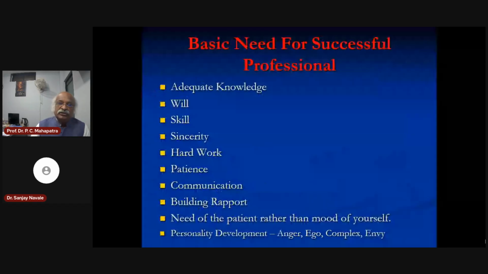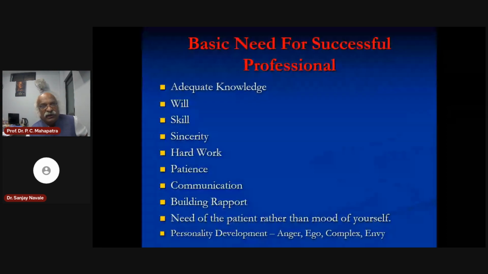Basic needs for a successful professional. What are the needs? How do you do it? These are the tips and tricks. What are the needs? Adequate knowledge. You should have adequate knowledge of that particular subject. Now there is no dearth of information. A decade before, there was a dearth of information. In our place, when we were students, the knowledge was very limited. There was only half an almirah, only half filled with Gynaecology and Obstetrics books in the library.